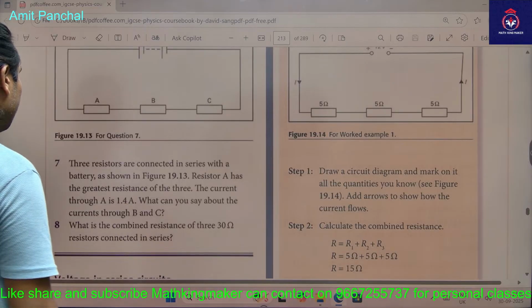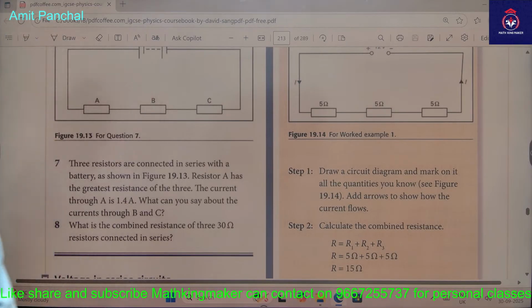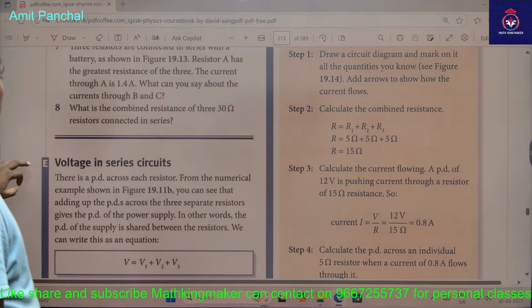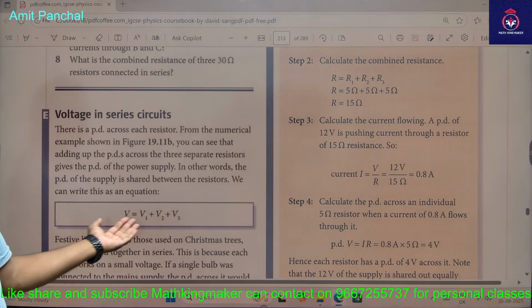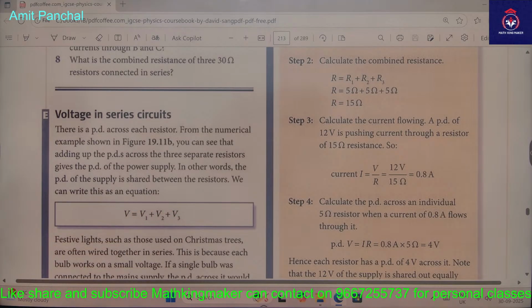What is the combined resistance of three 30 ohm resistors connected in series? 90. Very good. So in series circuits, voltage is divided, so the voltages can be summed up.